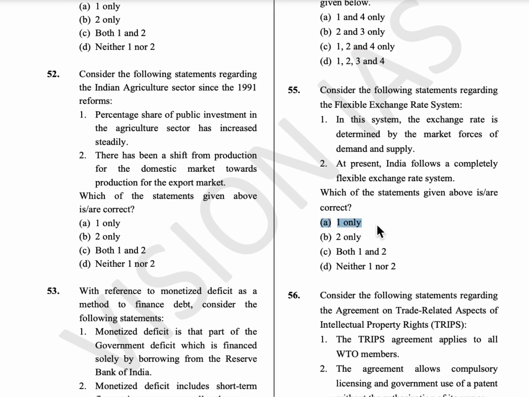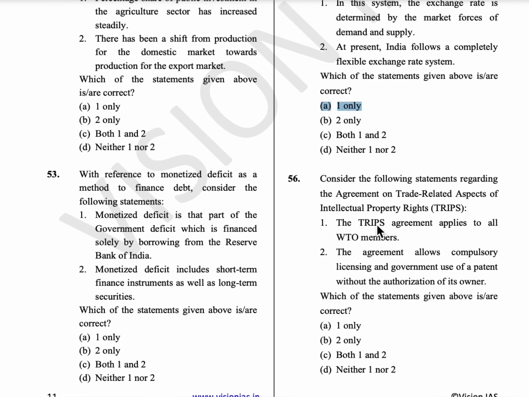So option A. Coming to 56th question, consider the following statements regarding agreement on trade related aspects of intellectual property rights, TRIPS. So here the TRIPS agreement is done. It is a multilateral agreement on the intellectual property. Okay, so first statement is, TRIPS agreement applies to all World Trade Organization members. First statement is correct. Second is, the agreement allows compulsory licensing and government use of a patent without the authorization of its owners. So both these statements are correct. So option C.